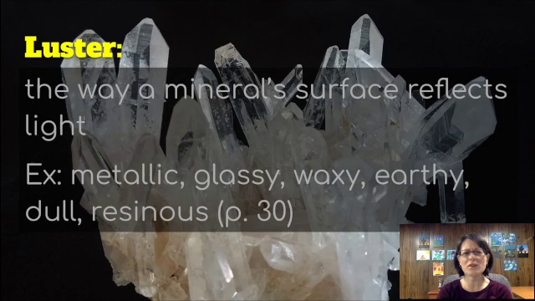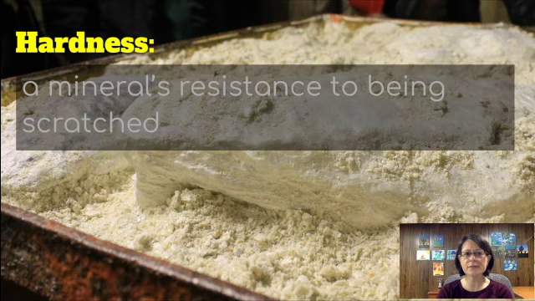So one of the first things we look at is luster, the way a mineral's surface reflects light. And in the background, we see quartz. Quartz, we say, has a glassy luster because it looks a lot like glass. And some other ways we describe luster are metallic, which we looked at pyrite, which was very metallic looking, glassy, waxy, if it's kind of cloudy looking, earthy, dull, or resinous. And there's a description of some of these on page 30 in your textbook. And all of these other properties, there's a table on page 30 that's going to help us with identifying minerals.